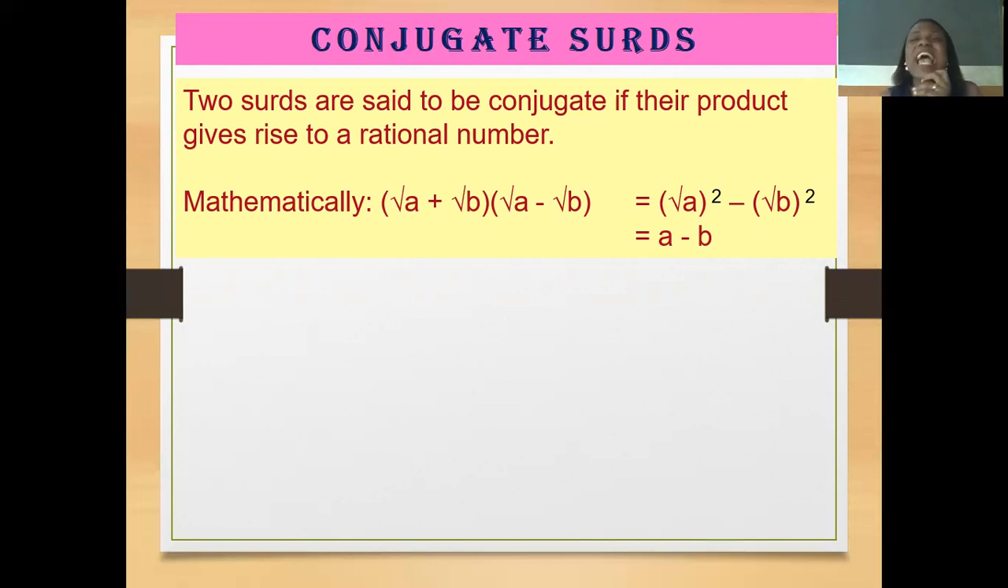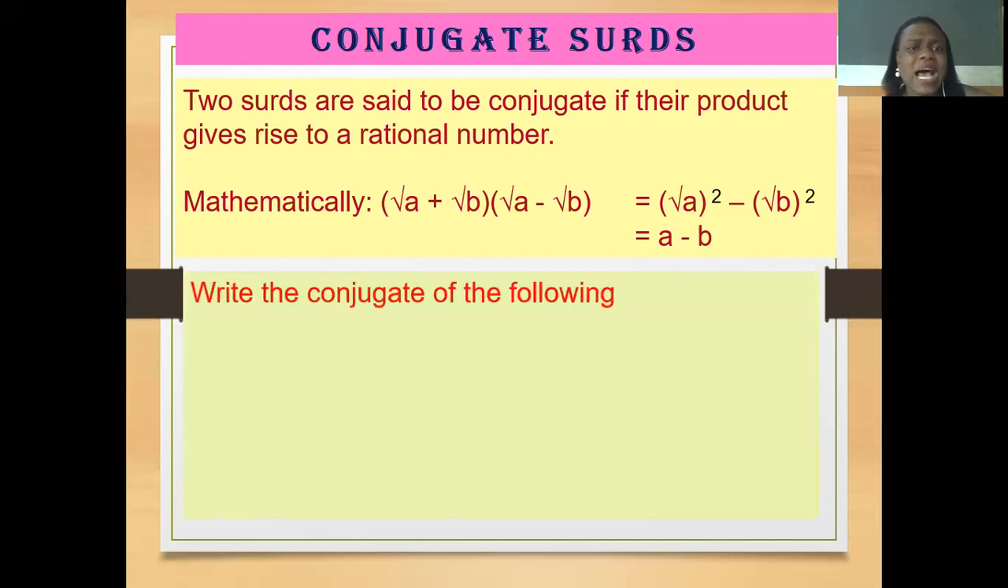Now, in essence, if I ask you to find the conjugate of any expression in surd form, all you need to do is check for the sign. If the sign is positive, the conjugate will carry a negative sign. Okay, now if the sign is negative, the conjugate will in essence carry a positive sign. Let's look at some examples. Okay, just follow me, then you will get it.